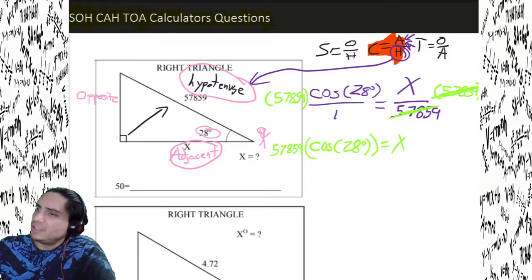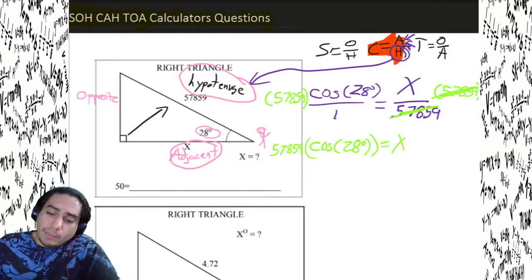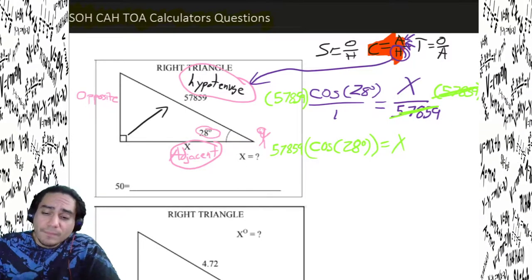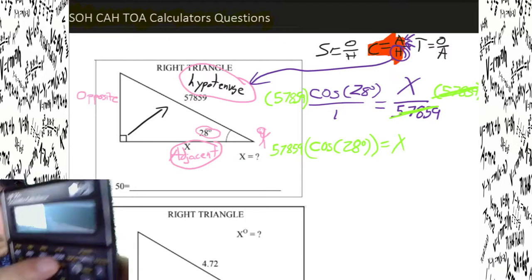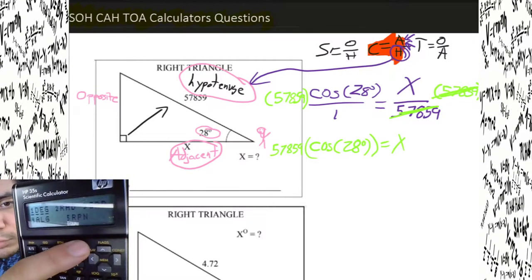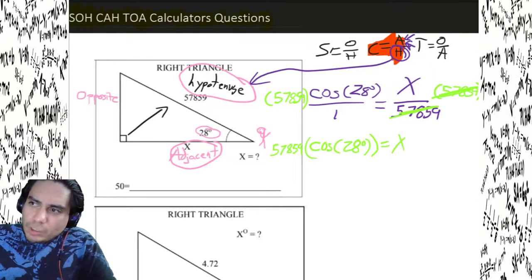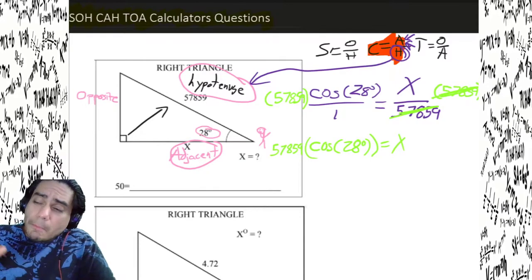So let's go ahead and bust out that calculator here. I'm going to punch in that 28 degrees. Remember, make sure that your calculator's in degree mode. If you don't know how to get in degree mode, the mode button's right here. You hit that mode button, and of course you select number one for degree. But my calculator's already in degree mode, so we're good to go, okay? So we're going to put 28 degrees, then I'm going to hit the cosine button immediately, okay?